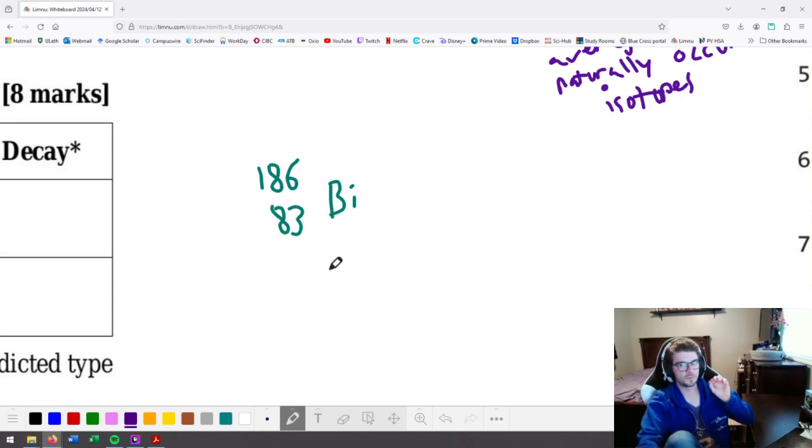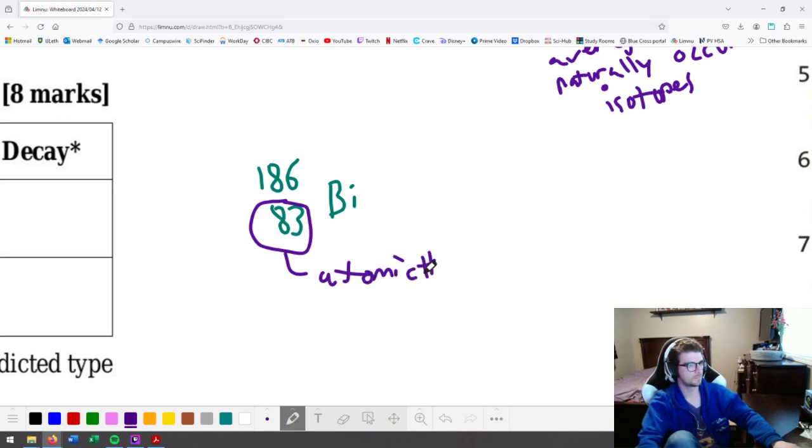And so to figure out what we're working with, this would be called like bismuth 186, because the 83 here is the atomic number. Which is, again, the number of protons in the nucleus.